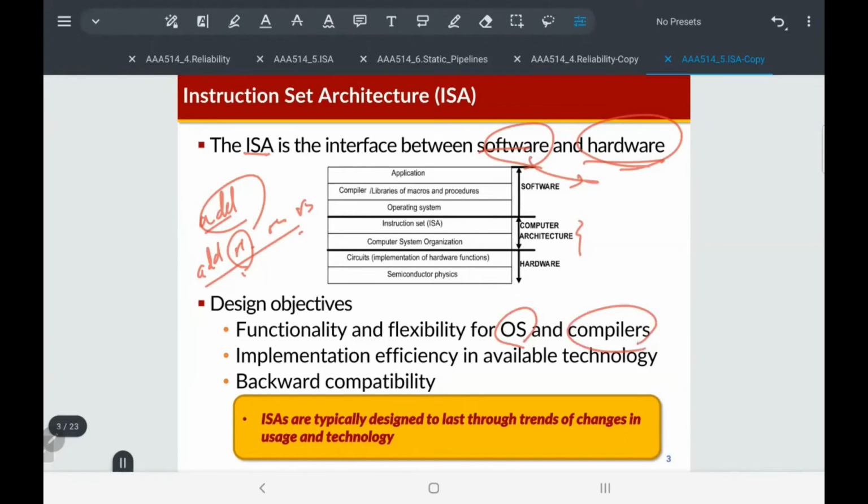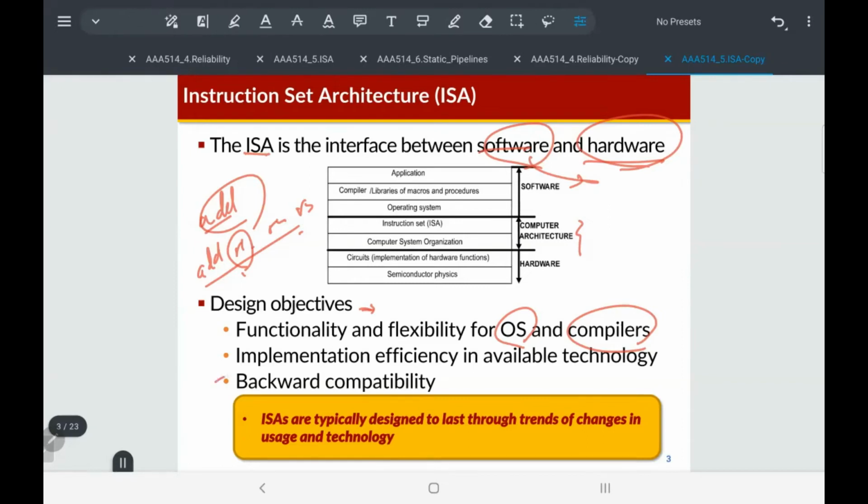So we can design these instruction set architectures, and conventionally, when we mention computer architecture, it refers to the instruction set architecture. That means we need to design the instruction set architecture for building efficient software and efficient hardware.